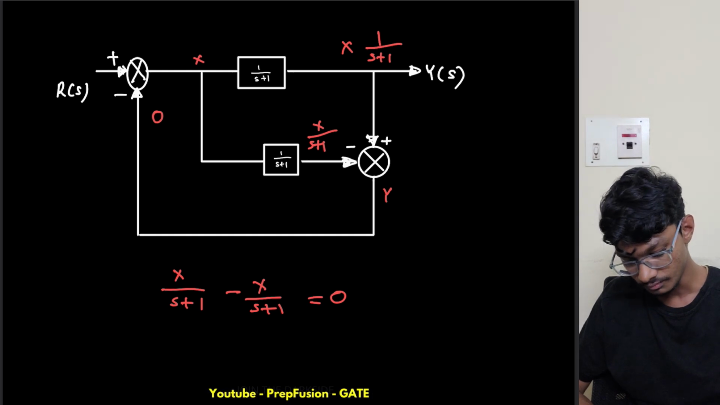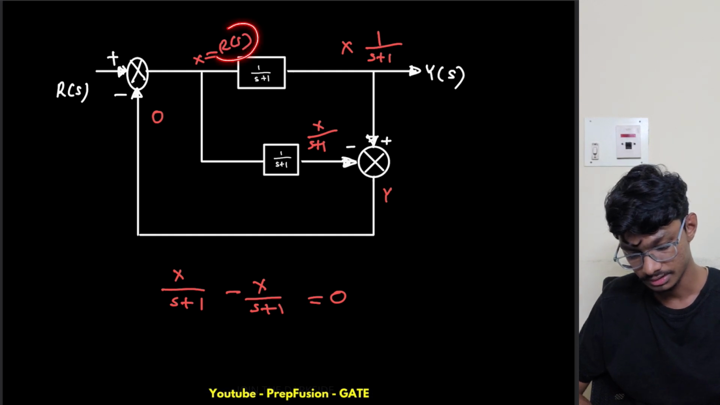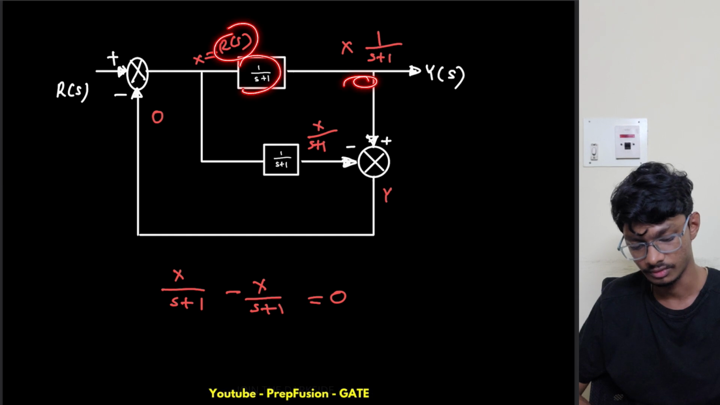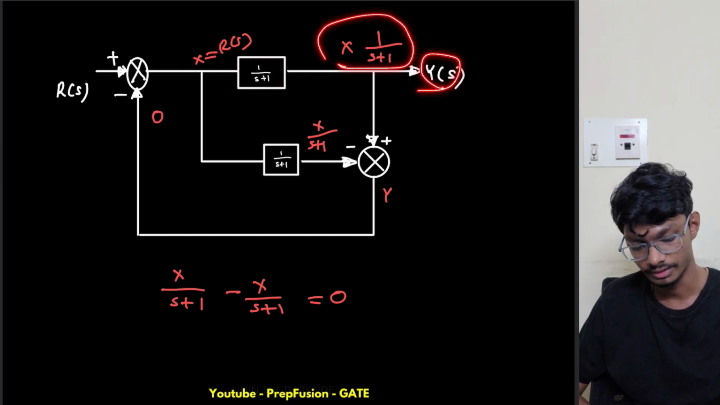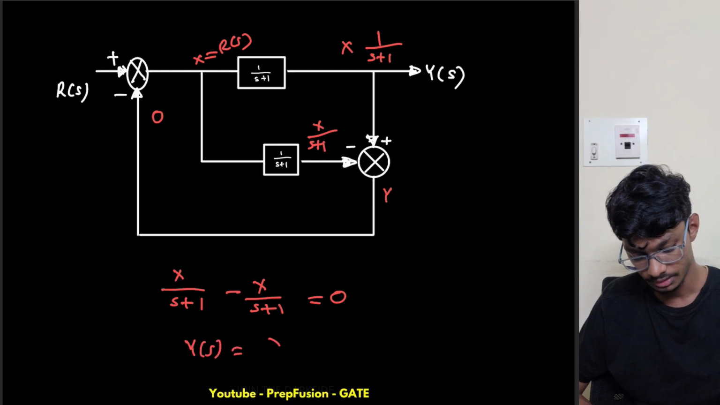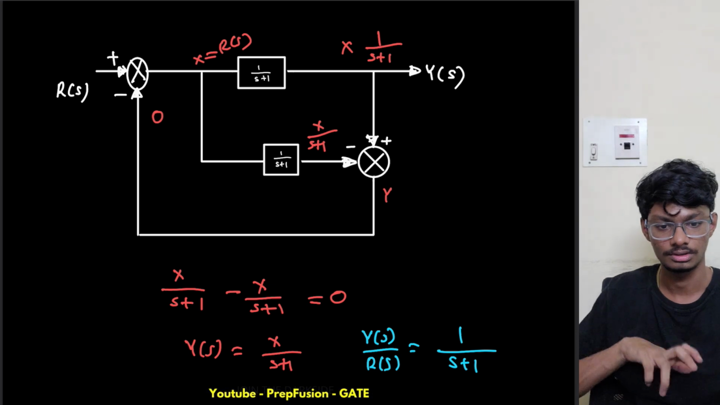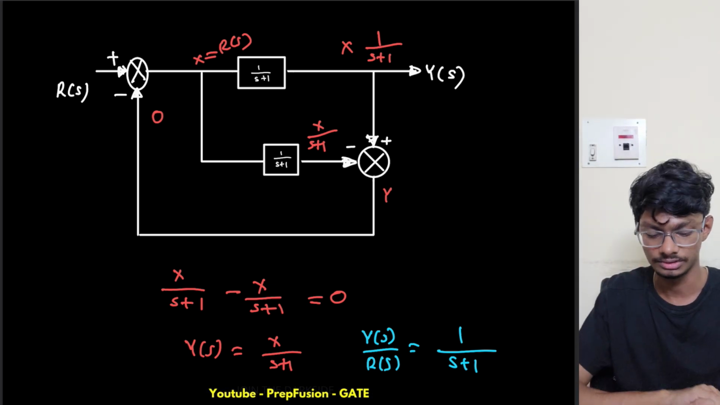Now this r comes over here, so r equals x of s. Now this r is getting multiplied with 1 plus s, and this is the y only. So y of s equals x by s plus 1. Let me write this in a different color: Y of s by r of s equals 1 by s plus 1. Rather simple. You see how simple this was.